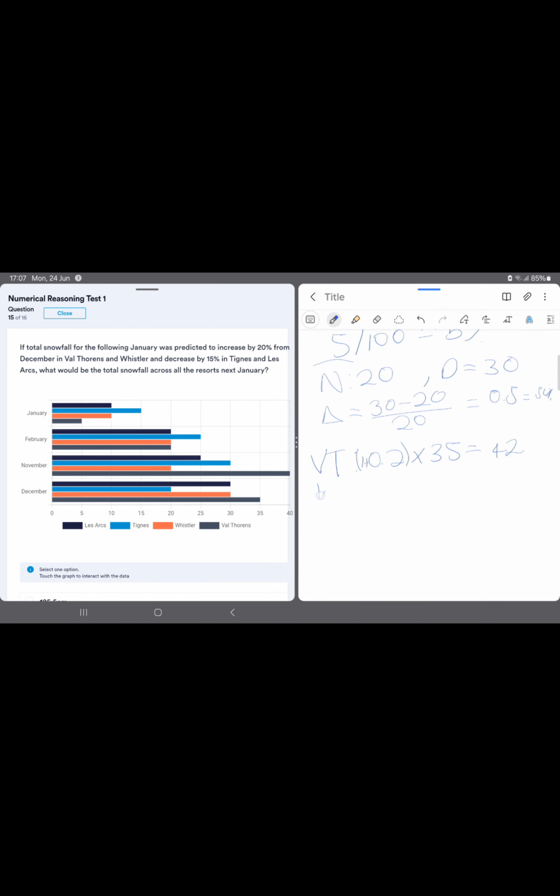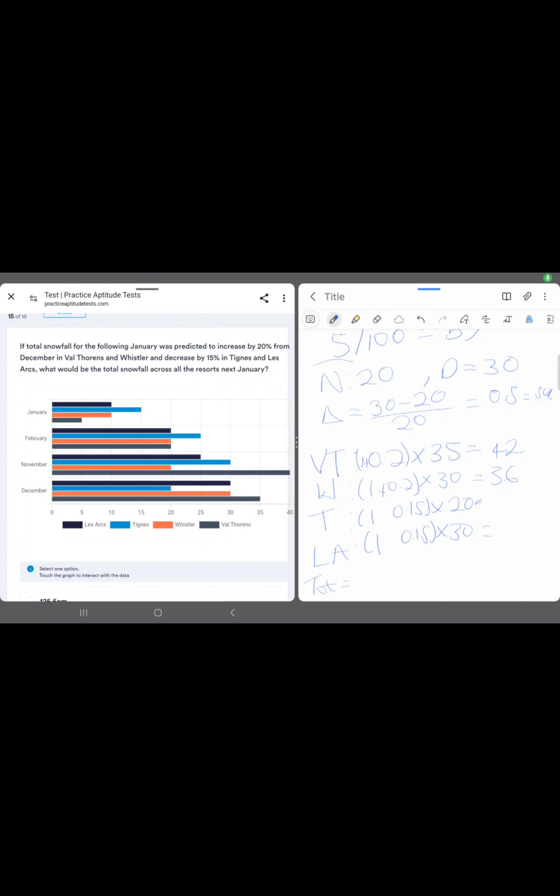Okay, and then for Whistler we have 1 plus 0.2 again for the 20% increase, then you multiply by 30, which gives us 36. Okay, and then for Tignes it will be 1 minus 0.15 times 20, because we have a decrease, that will give us 17.